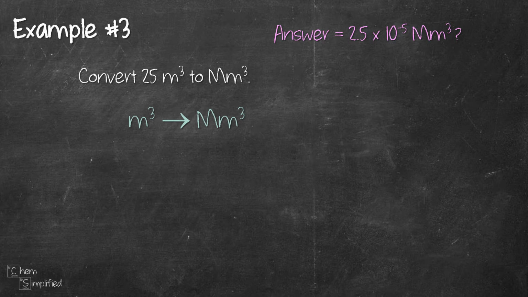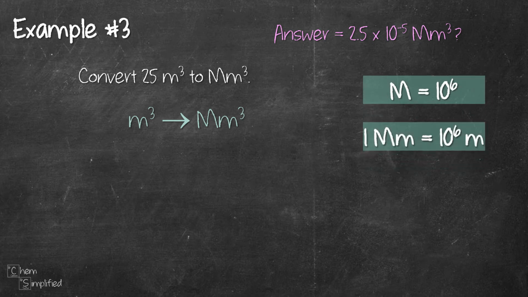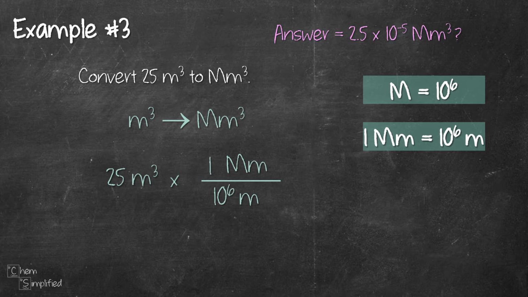Let's start with the prefix mega. Mega is 10 to the 6. So 1 megameter is 10 to the 6 meter. Then we start with what's given, which is 25 meter cube. And then we multiply, draw a line across, and then we place meter at the bottom and megameter at the top, because we want to try and cancel off the meter. So we place the meter at the bottom and we place in the values for the conversion factors.